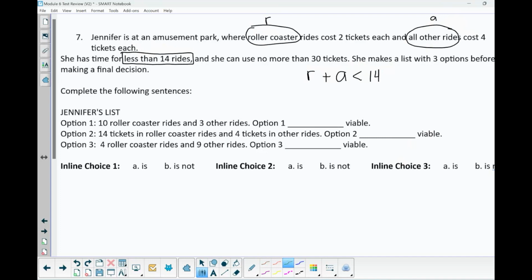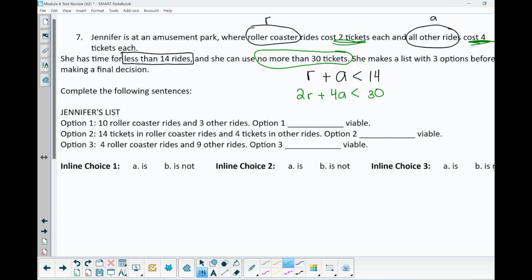Now, the second thing Jennifer is talking about is she can use no more than 30 tickets. So when I'm talking about my tickets, I know each roller coaster costs 2 tickets and all the other rides cost 4. So our 2 tickets per roller coaster plus our 4 tickets per all of our other rides should be no more than our 30 tickets.